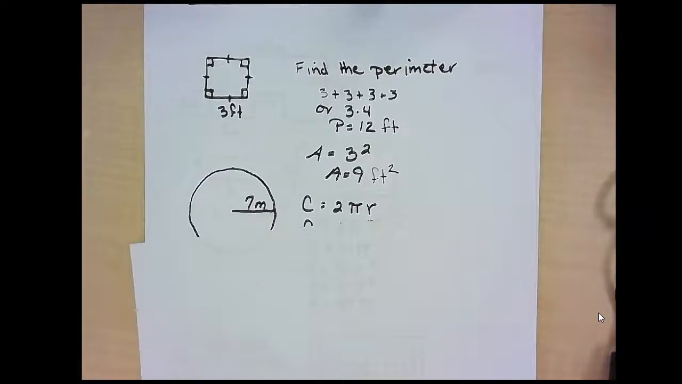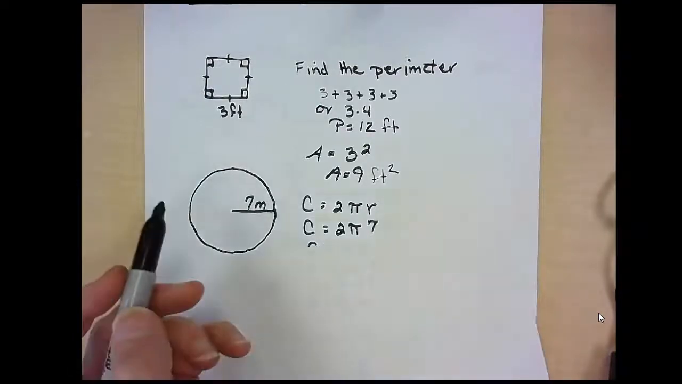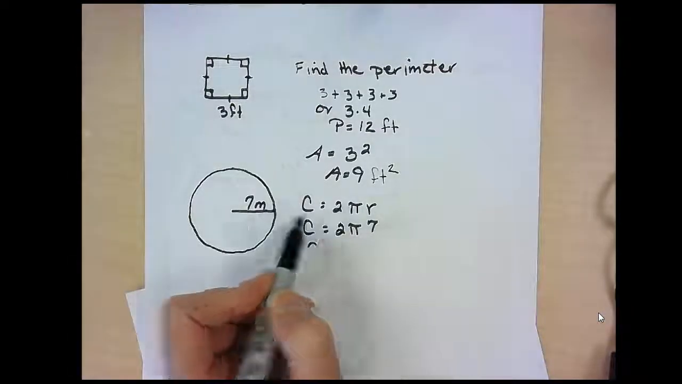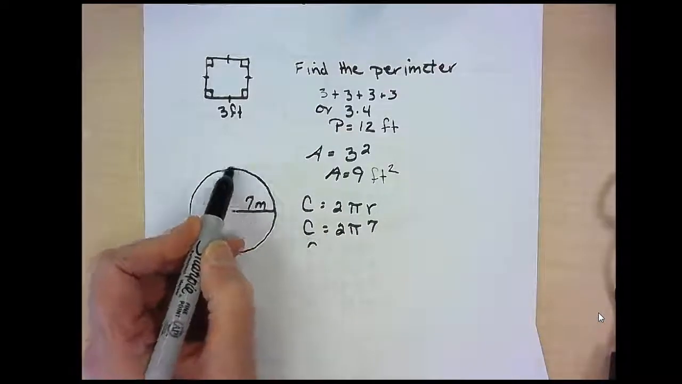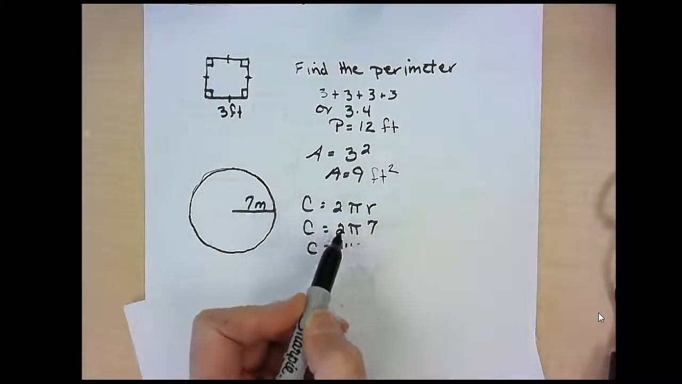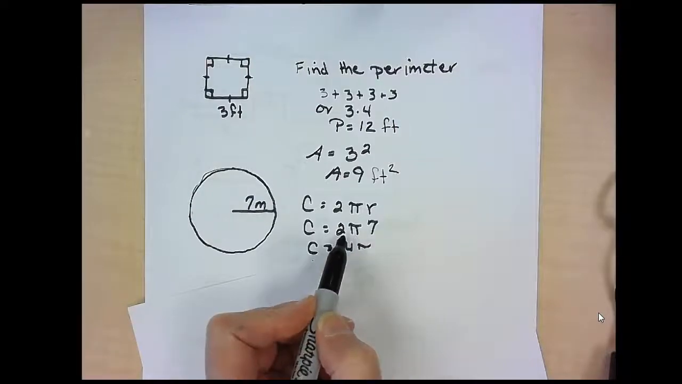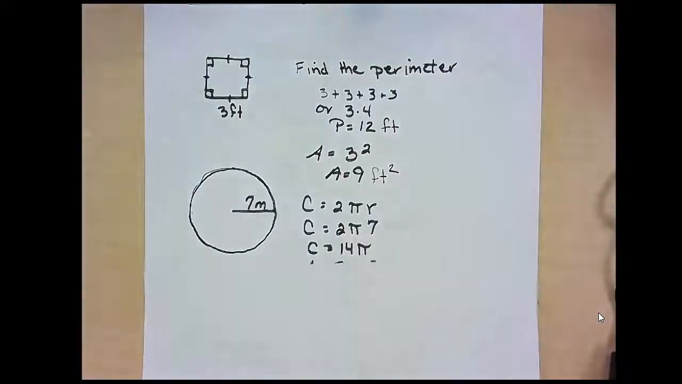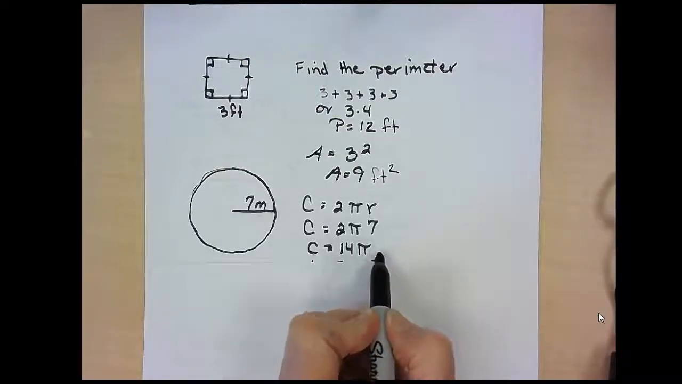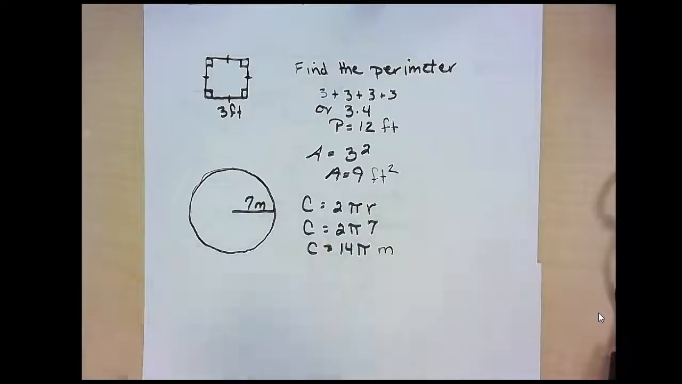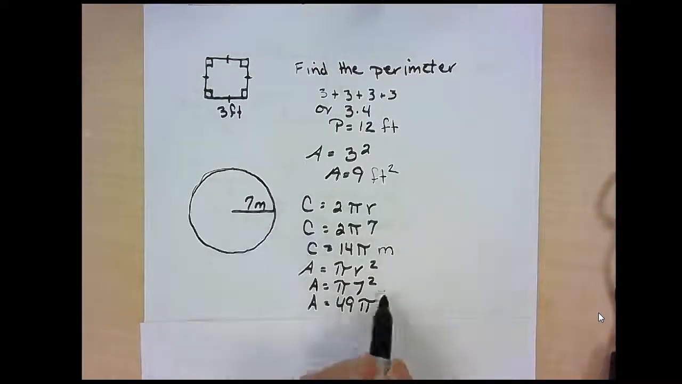When we have a circle, our radius is 7, so our length, our circumference all the way around, is going to be 2 times pi times 7, so 2 times 7 is 14 pi, and you would leave it in those units, and my unit of measure was meters. So an area, pi radius squared, so 7 squared is 49 pi, and then my units would be meters squared.